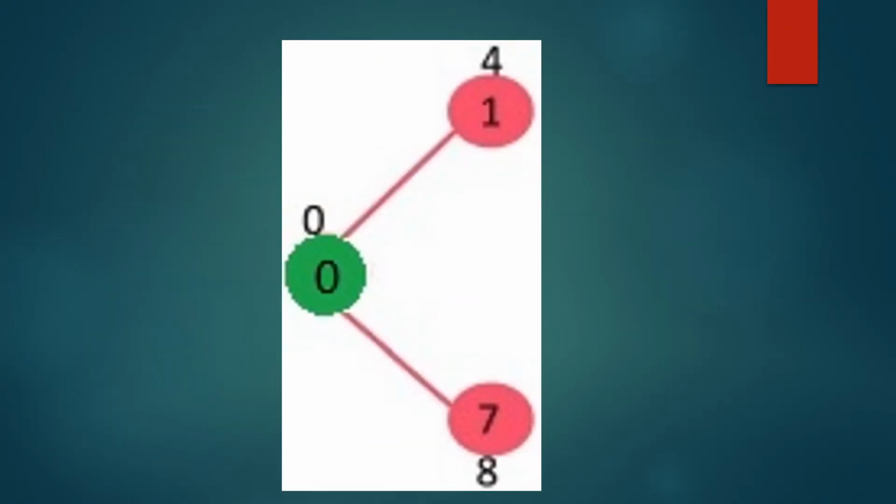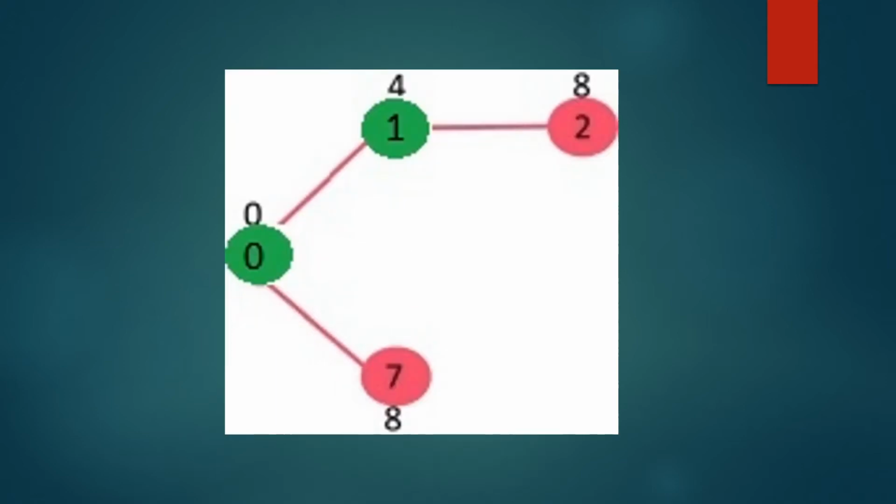So we start at 0, and we notice that we have two paths. We're going to pick the path with the least amount of weight. So in this case, the path from 0 to 1 has a weight of 4, and the path from 0 to 7 has a weight of 8. So we're going to go down the path of 4. So we're going to connect 0 and 1. And now a new edge opens up because we get to 1, and that edge connects from 1 to 2.